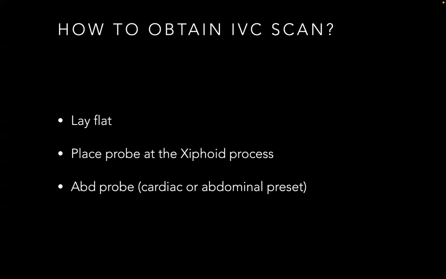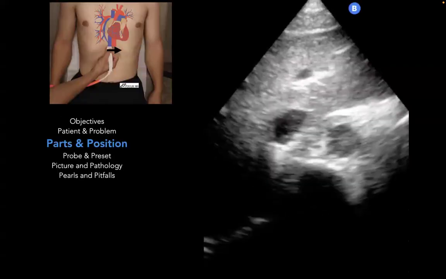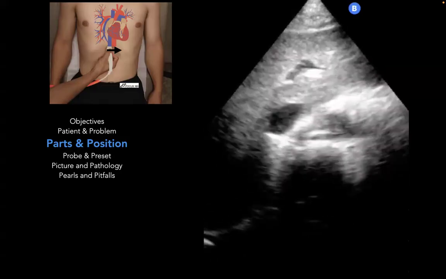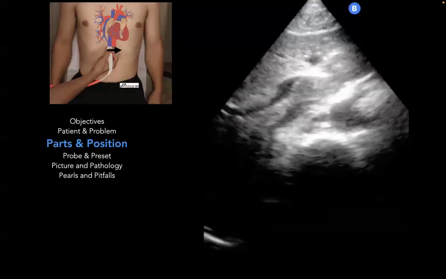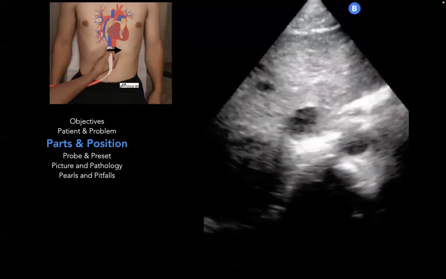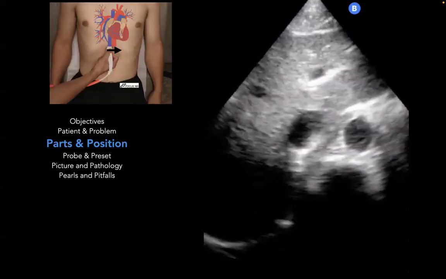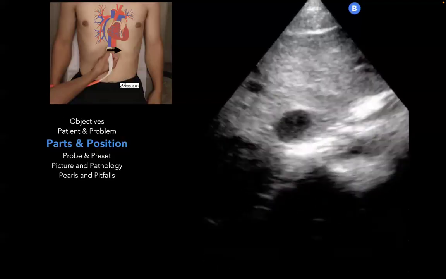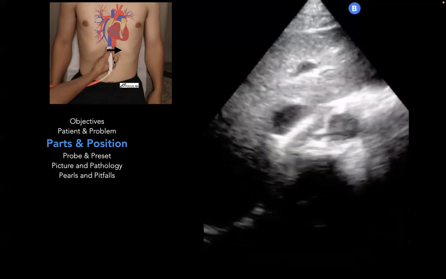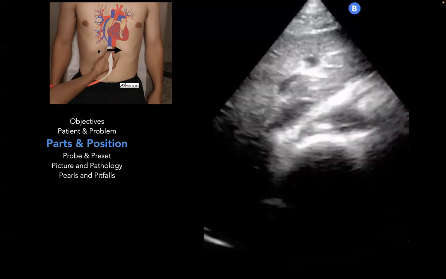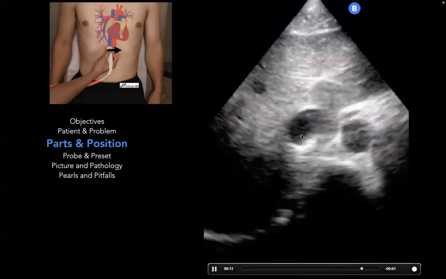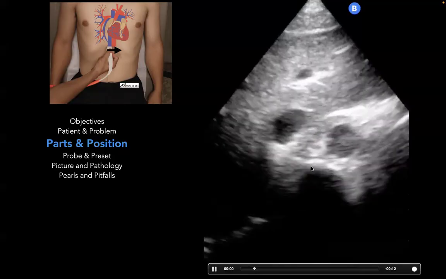How do we obtain an IVC scan? Okay, so with IVC, basically it is a scan to take a look at the inferior vena cava and looking to see whether or not a patient is volume responsive. And so the inferior vena cava is found in the xiphoid process. You place the probe horizontally, okay, and you will see this appear on your abdominal scan.